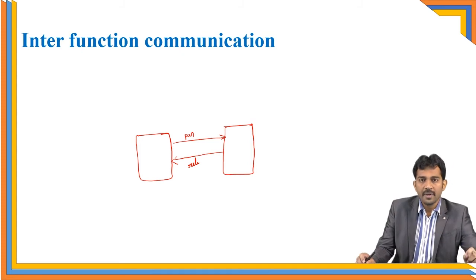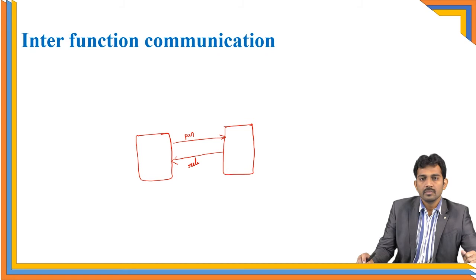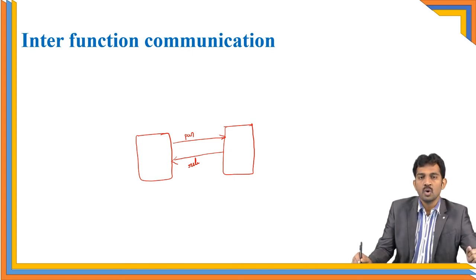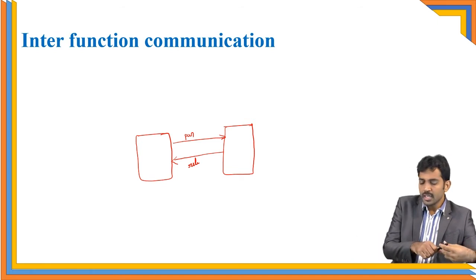Function with parameters and with return values comes under inter-function communication. It is the best example of this. Already you have seen in the last class how to perform that. It should have a return value and it should have parameters also. This is the best example of inter-function communication.